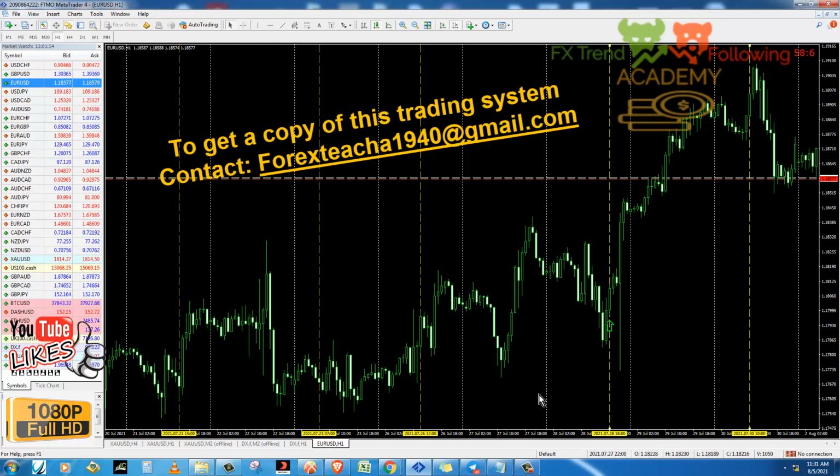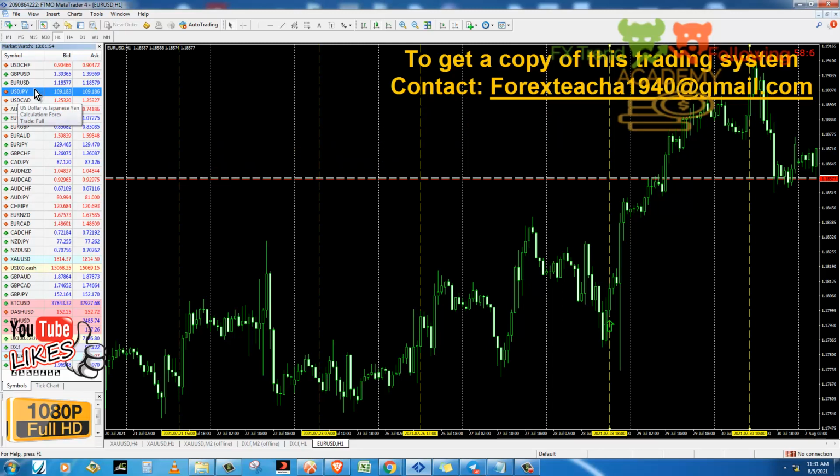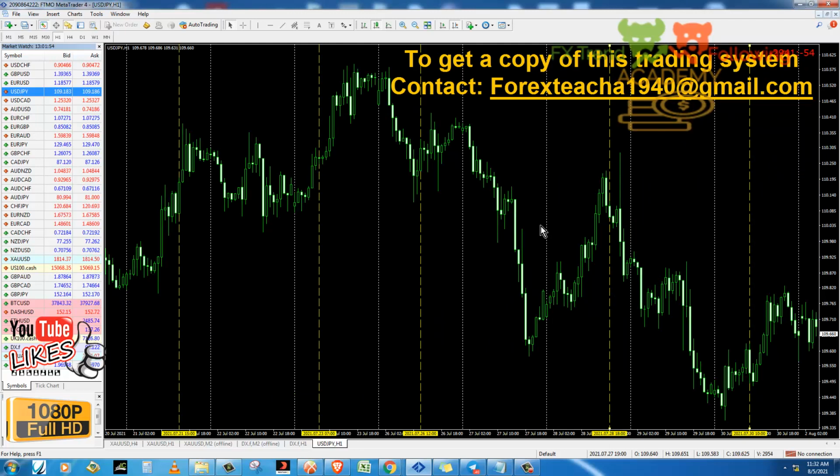This is EUR/USD. If you go to USD/JPY, since the USD is on the left side, we expect it to be going down at the exact time right here. So I'm going to load a USD/JPY chart. You can see this is the time, exactly at 18:00, 28 July. It also went down as expected.